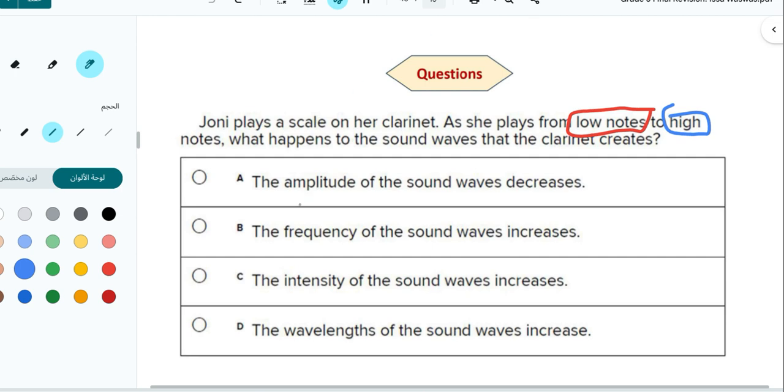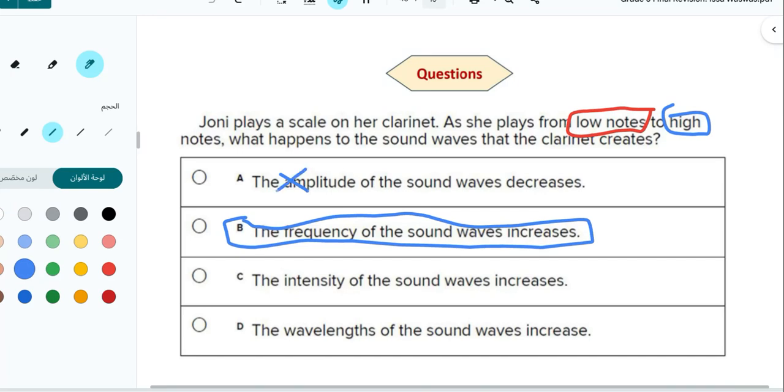So low notes are going to have lower frequency. High notes will have higher frequency. So the frequency of the sound waves is increasing as she goes from low to high, because frequency and pitch are related. Amplitude has to do with energy, loudness, and intensity. Again, amplitude and intensity are related, so we'll cross that out.